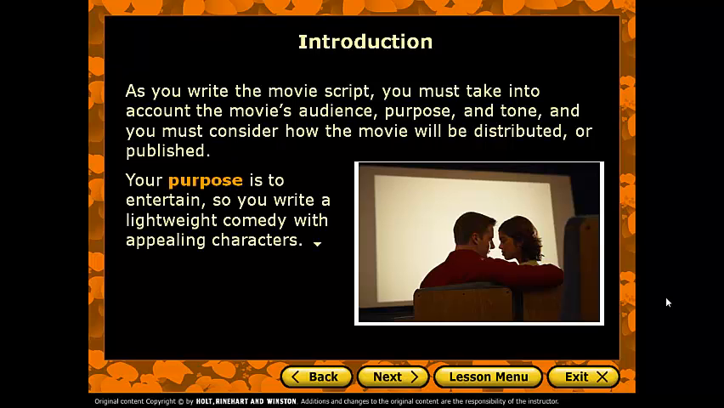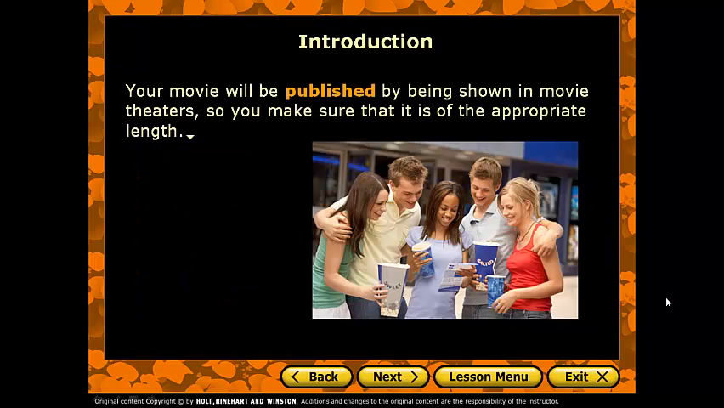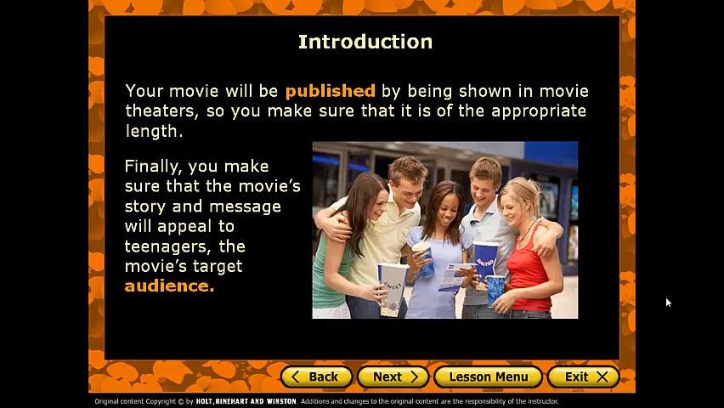Your purpose is to entertain, so you write a lightweight comedy with appealing characters. The tone of your script is fun and breezy, yet also sentimental. Your movie will be published by being shown in a movie theater, so you want to make it so that it is of the appropriate length. And finally, you make sure that the movie's story and message will appeal to teenagers, the movie's target audience.